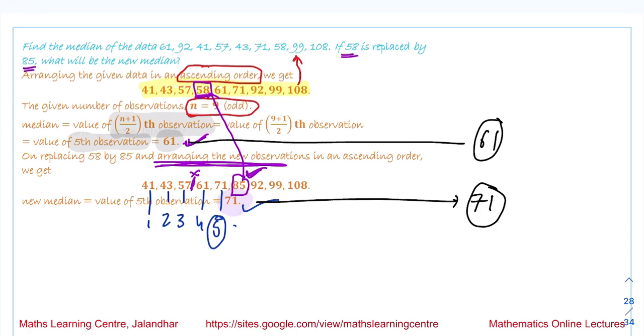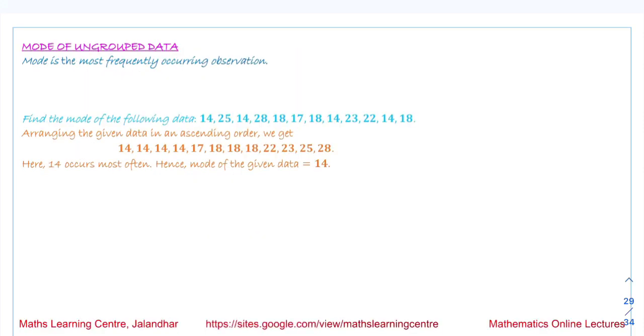Next is the mode of an ungrouped data. The definition of mode is the most frequently occurring observation. Most frequently occurring observation means that we are talking about the frequency, the value which is repeated most of the times. The first question is, find the mode of the following data. This data is given to us and we have to find the mode.